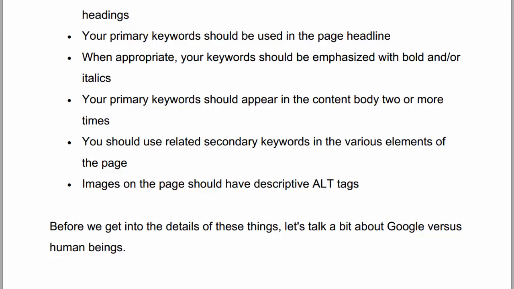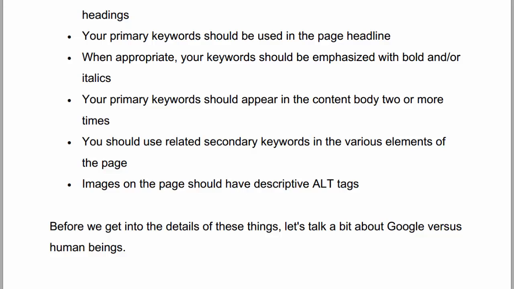6. When appropriate, your keyword should be emphasized with bold and/or italics. 7. Your primary keyword should appear in the content body 2 or more times. 8. You should use related secondary keywords in the various elements of the page. And 9. Images on the page should have descriptive alt tags.